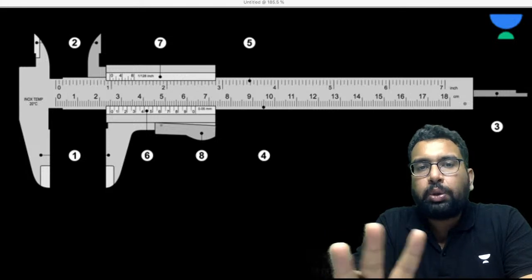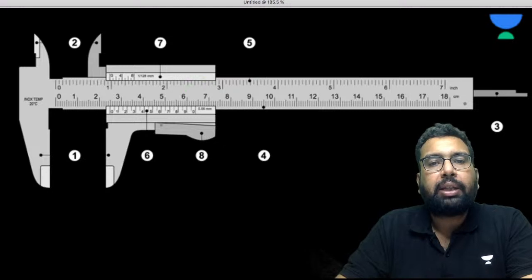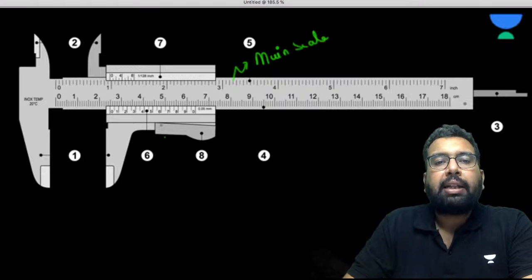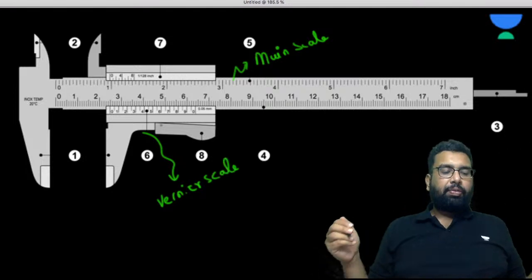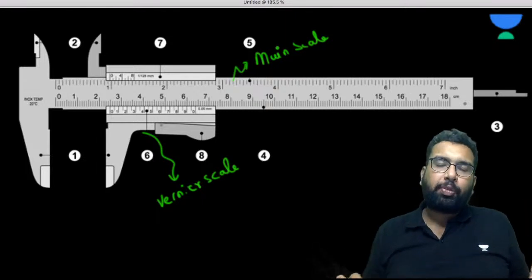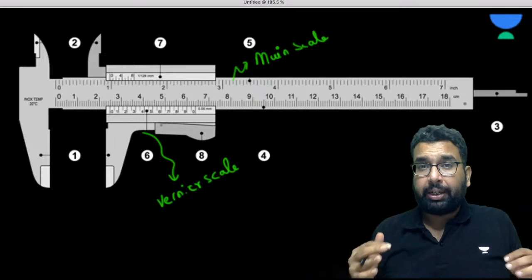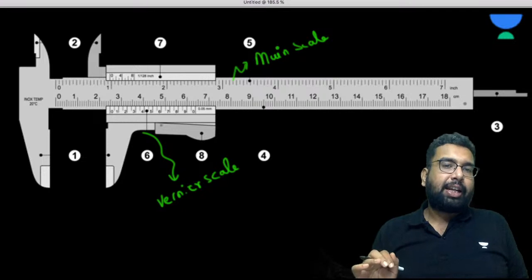There are two very important things here. Here you can see two scales. This is what we call the main scale, and this is what we call the Vernier scale. So we have a main scale and a Vernier scale. These are the two main things with the help of which we can do the measurement and take the reading.